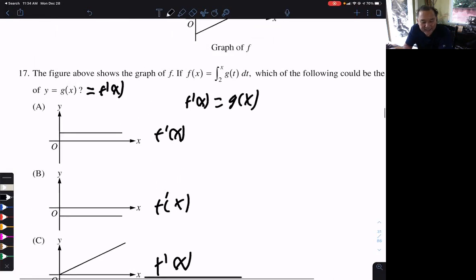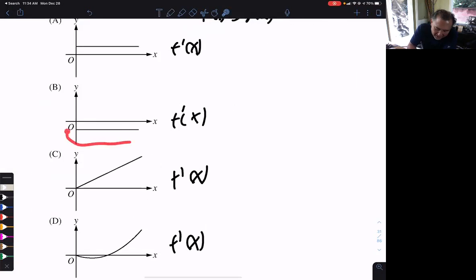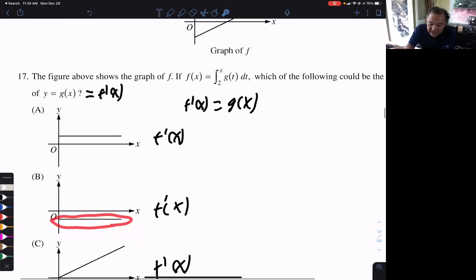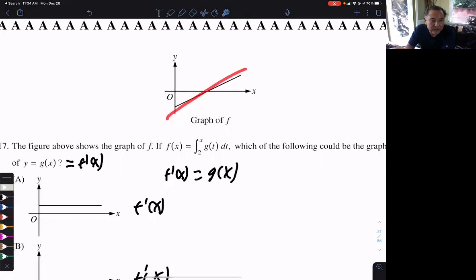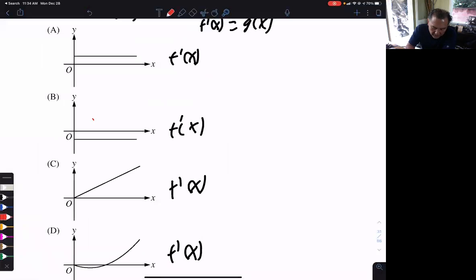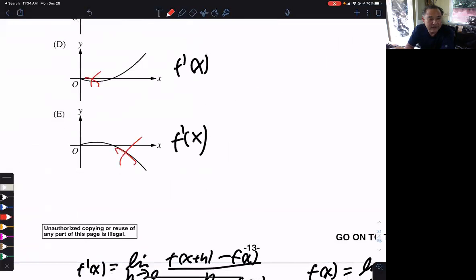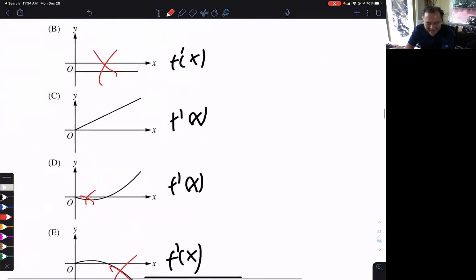Well, if that's the case, check this out. F prime is negative. If the derivative is negative, then the function is decreasing. Is this decreasing? No, it's increasing. Another way to look at it, f is always increasing. Therefore, f prime should always be positive. Doesn't work, f prime's negative. Much easier that way, huh?